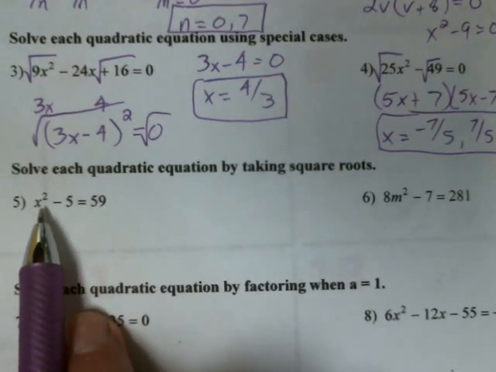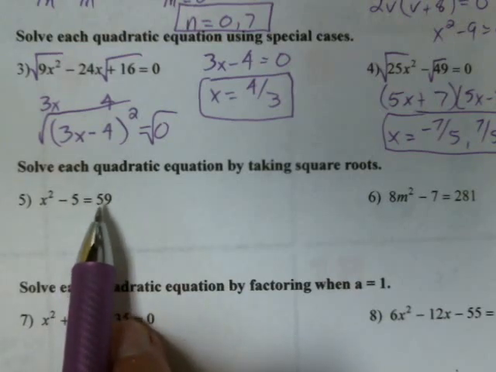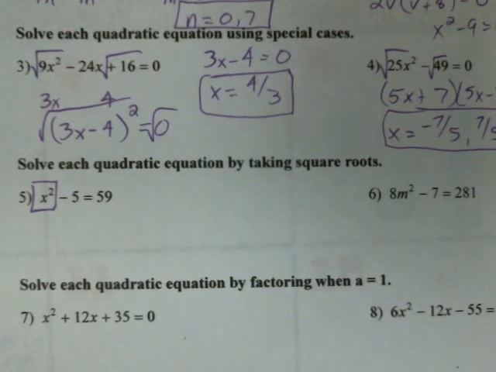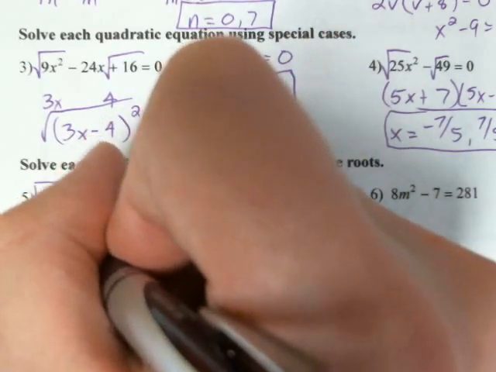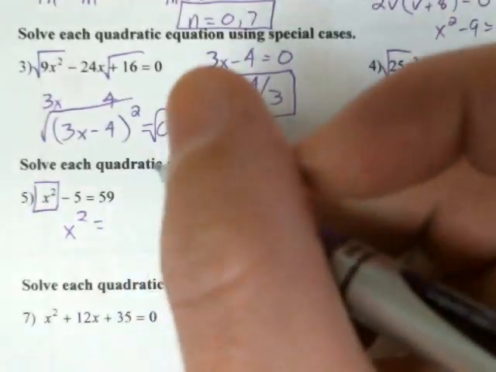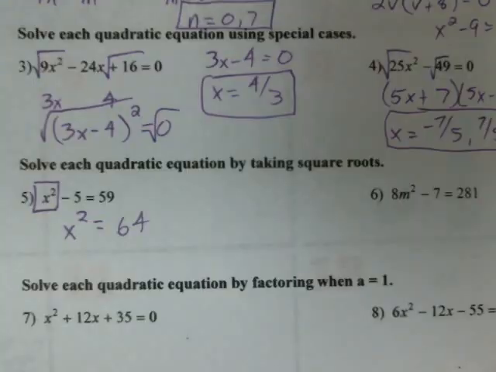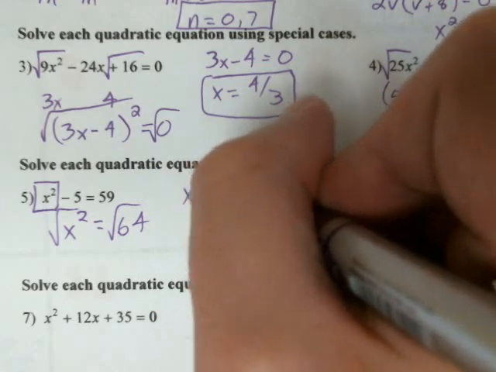All right, there's my X squared term. Where's the BX term? I don't have it, okay? So this is where I can use the square root method. How do you do that? You're simply going to isolate the x squared, get that guy by itself, and then take the square root for the square root method. Okay, so I need to add 5 to both sides. So I've got x squared is equal to 59 plus 5, which is 64. And then now what? Square root method, take the square root. And x is equal to 8.